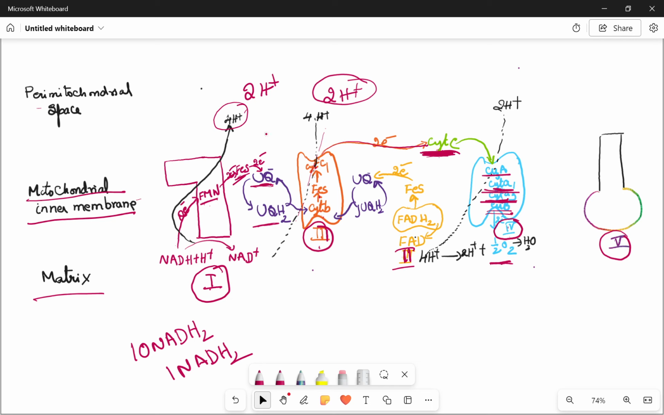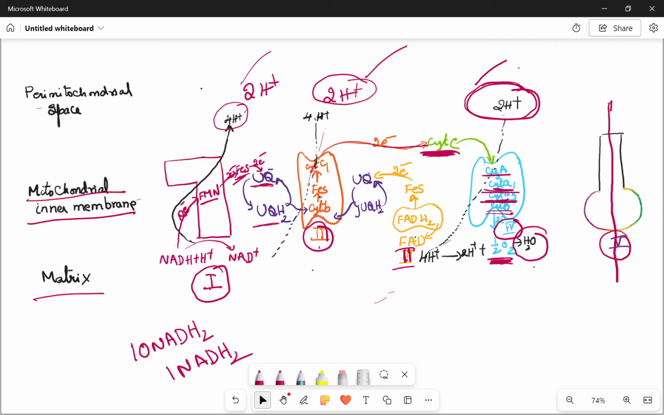Here also 4 protons are released from the matrix, but 2 protons join with the half molecule of oxygen and form 1 water molecule, and 2 protons go into the perimitochondrial space. This is for 1 NADH2. How many protons are present in the perimitochondrial space? We count 2, 2, 2, that is 6 protons. So with these 6 protons, a proton gradient is established.